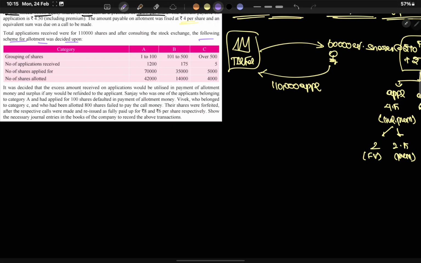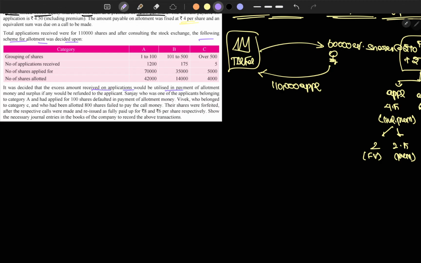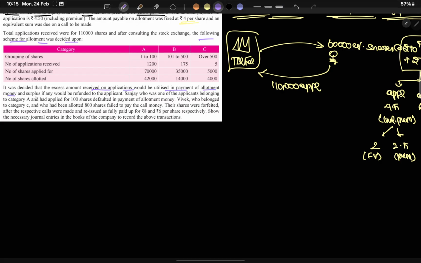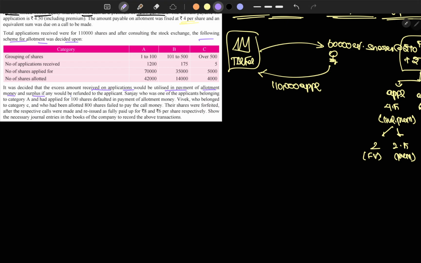It was decided that excess amount received on applications would be utilized in payment of allotment money, and surplus, if any, would be refunded. Initially it will cover application, after that any surplus will cover allotment. Beyond these two levels, if there is any money, it has to be refunded to the shareholders' bank account.